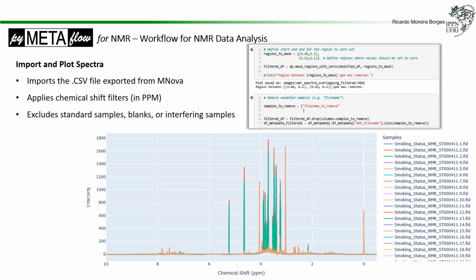So the starting point is the importing of the NMR data and plotting spectra. We have a function for import that imports a CSV file, the file exported from MNova. We can apply chemical shift filters by removing ends and specific regions on the spectra.